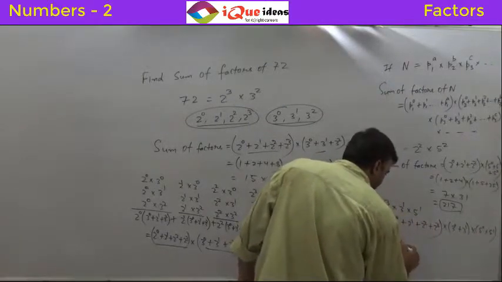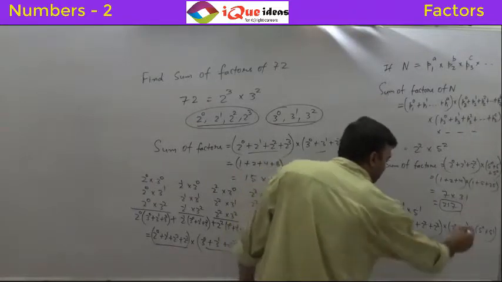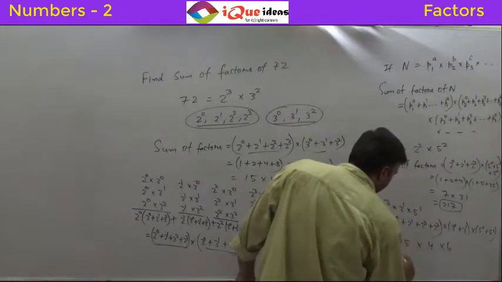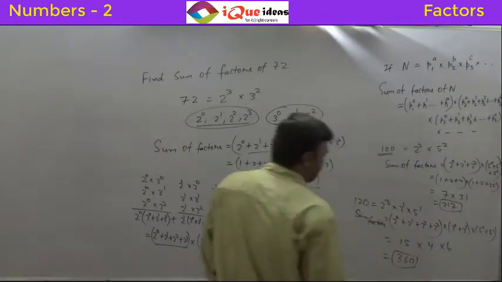With practice, it is directly 15 into 3 plus 1, that is 4, into 5 plus 1, that is 6, and this is 360. So the sum of factors of 120 is 360.